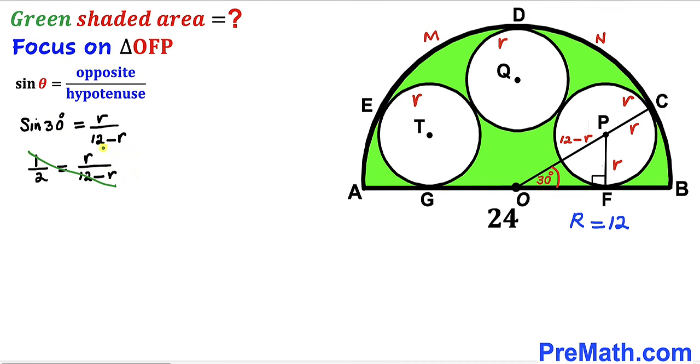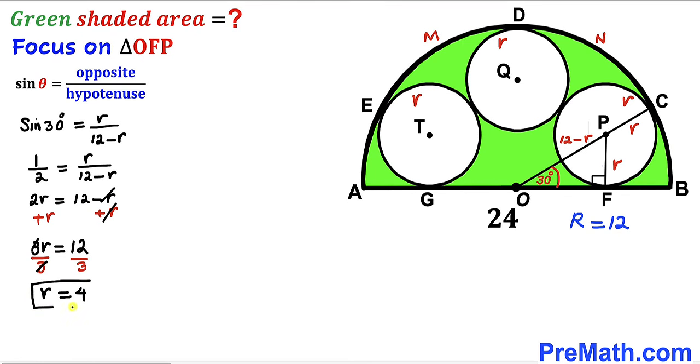Let's cross multiply. 2 times r is going to be equal to 12 minus r. Now we are going to add r on both sides. This negative r and positive r cancel each other out. So we end up with 3 times r equals 12. Now we divide both sides by 3 to isolate r. This 3 and 3 is gone. So our radius lowercase r turns out to be 4 units.